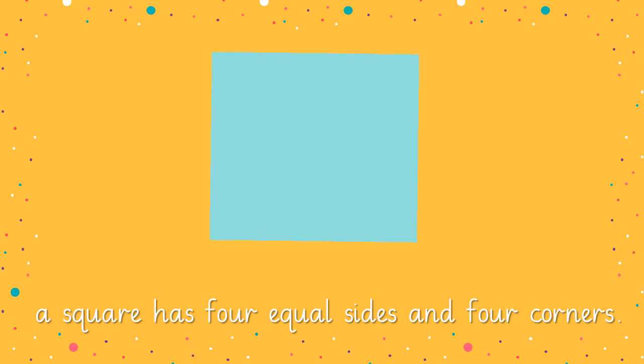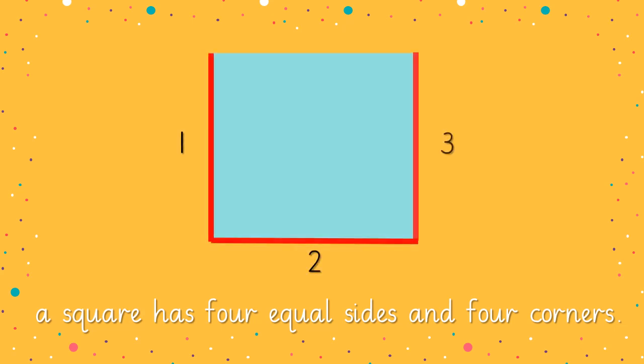This is a square. A square has 4 equal sides and 4 corners. Now, let's count the sides first. 1, 2, 3, 4. 4 sides. Now, let's count the corners. 1, 2, 3, 4. 4 corners. Well done, everyone.